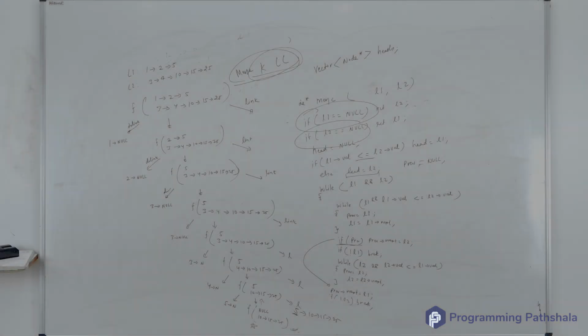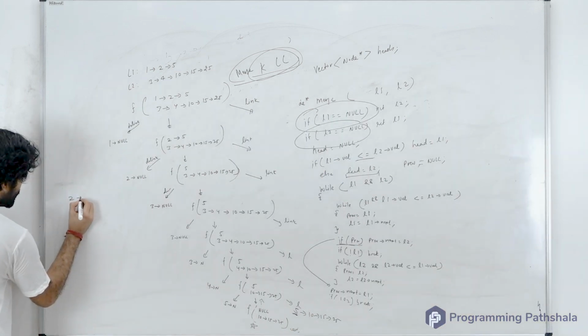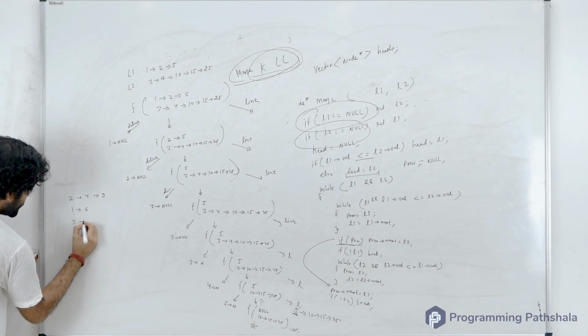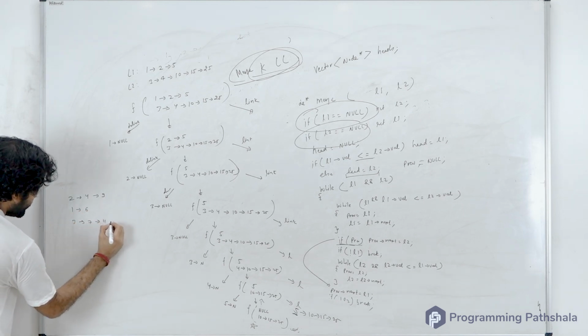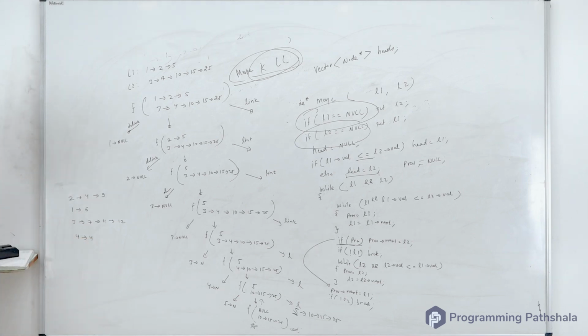Yes or no? So let us take that actually. Let's say I had 2, 4, 9, and then 1, 6, and then 3, 7, 11, 12, and then 4, 4. Okay, so what you will do is, you will first merge these two, and then whatever is the result of this, you will merge with that, and then whatever is the result of this, you will merge with that. So let us take a generic case.